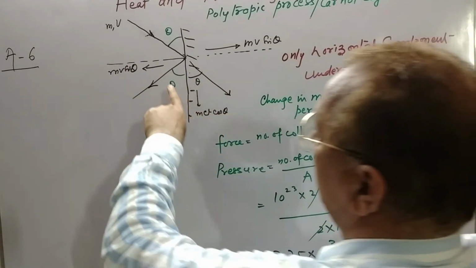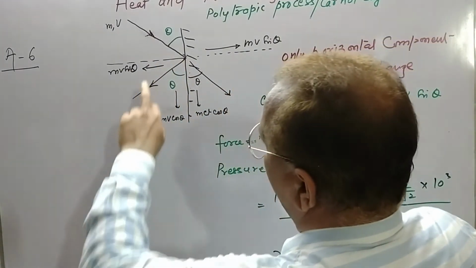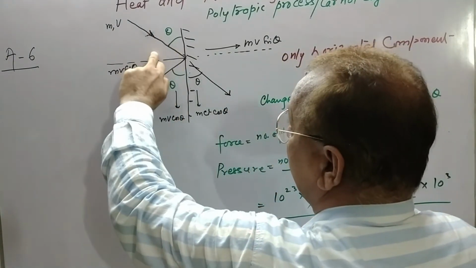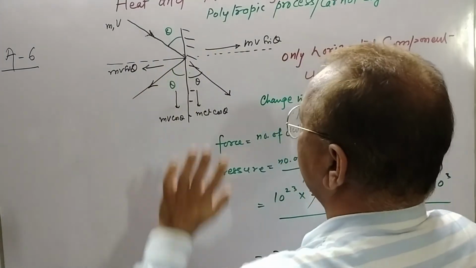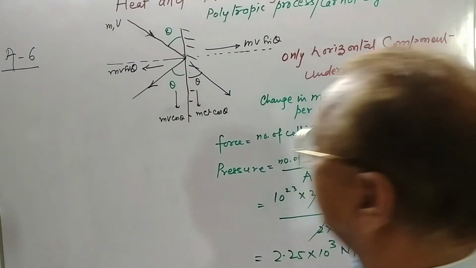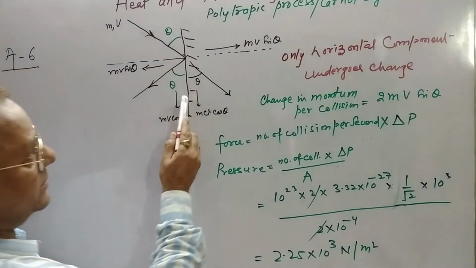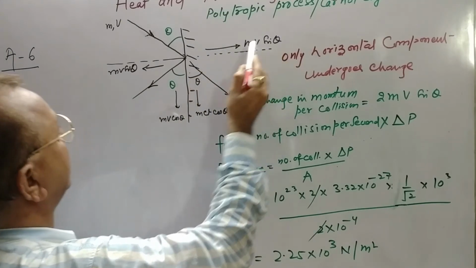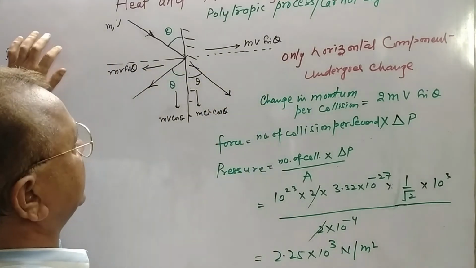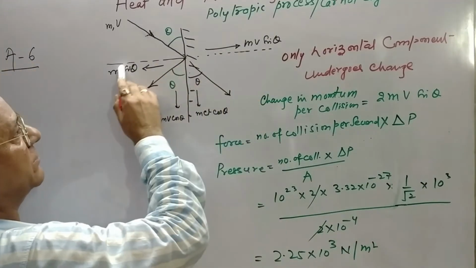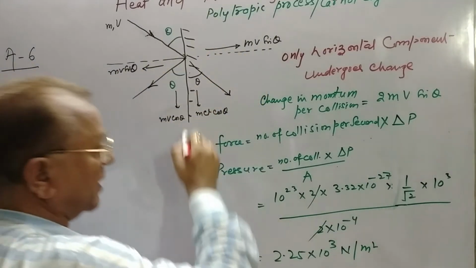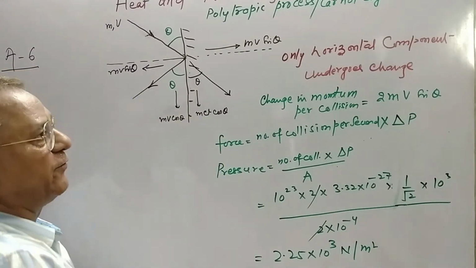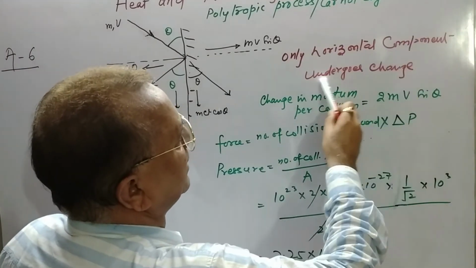After striking the wall, the particle gets deflected. Now its velocity components are mv sin theta and mv cos theta. If theta is the angle here, then this will be cos and this will be sin. You have to be slightly careful here. See carefully, only the perpendicular component mv sin theta is changing. So the change in momentum will be contributed only by the component perpendicular to the wall, and along the wall the components will cancel out. Therefore, only the horizontal component undergoes change.